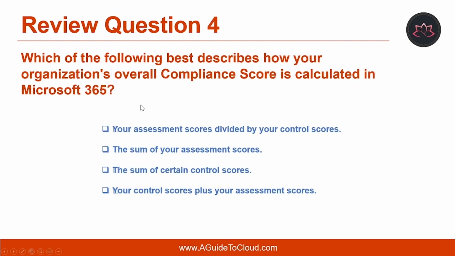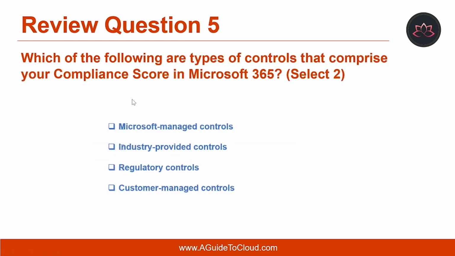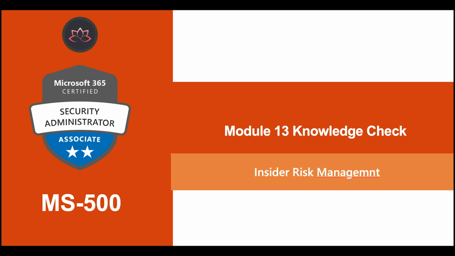Let's look at question number 4. Which of the following best describes how your organization's overall compliance score is calculated in Microsoft 365? The right answer is the sum of your assessment scores. Question number 5. Which of the following are types of controls that comprise compliance score in Microsoft 365? You need to select two answers. The correct answers are Microsoft Managed Controls and Customer Managed Controls.